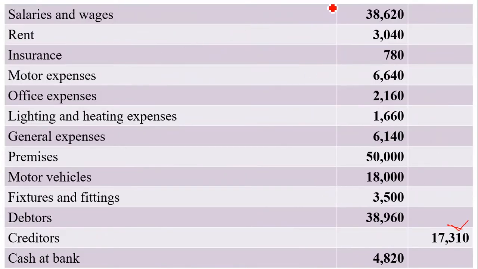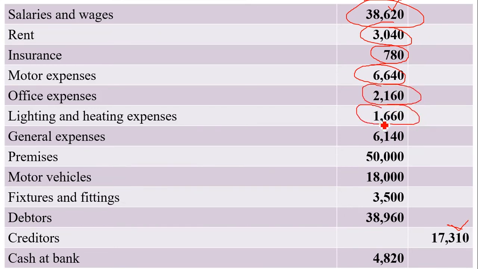You continue like that. We have salaries and wages, that is an expense. Rent is an expense. We have insurance, which is an expense. Motor expenses is an expense. We have office expenses, expense. We have lighting and heating, an expense. General expenses, expense. We have premises.